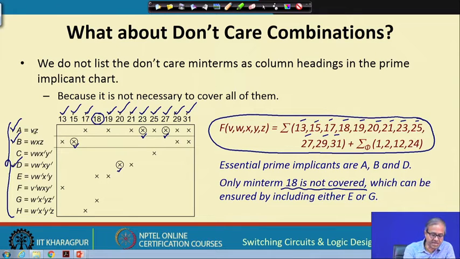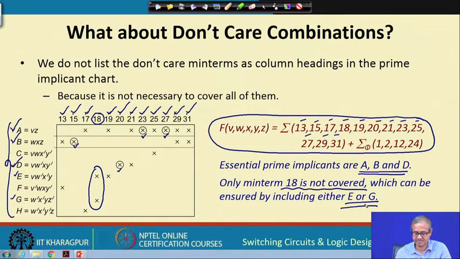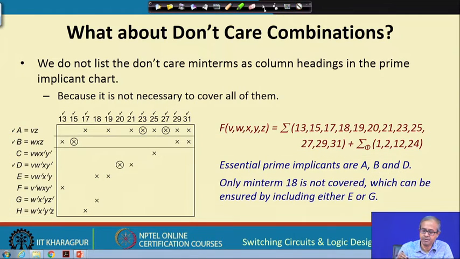So, after we select A, B, D, in order to cover min term 18, we have a choice. There are two cross marks, either we can use E or you can use G. Since both of them are having the same number of literals, their cost is the same. So, here we will be choosing A, B and D essentially, and either E or G, right. This will be our final selection in this example.